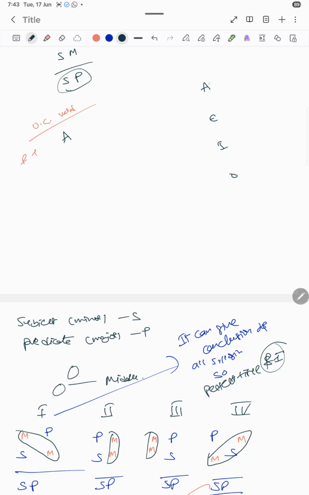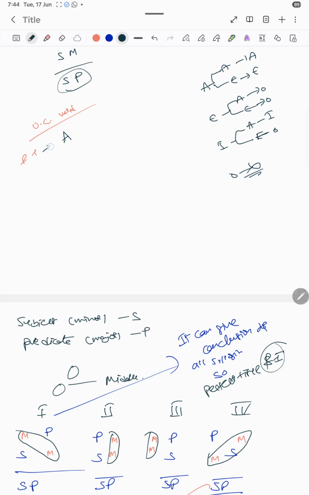AEIO, right? A maps with A, you get A. A maps with E, you get E. E maps with A, you get O. E maps with E, we get O. I maps with A, we get I. I maps with E, we get O. There is no combination for O.